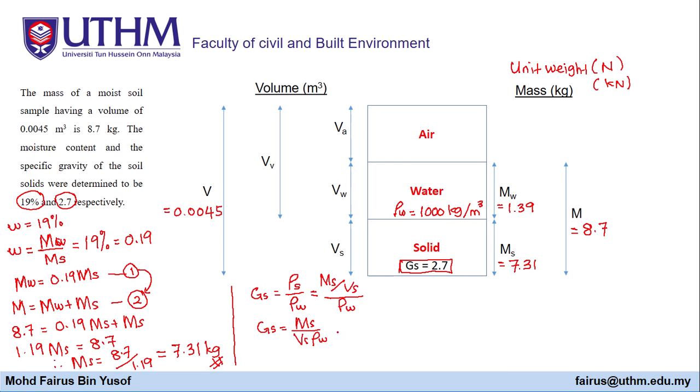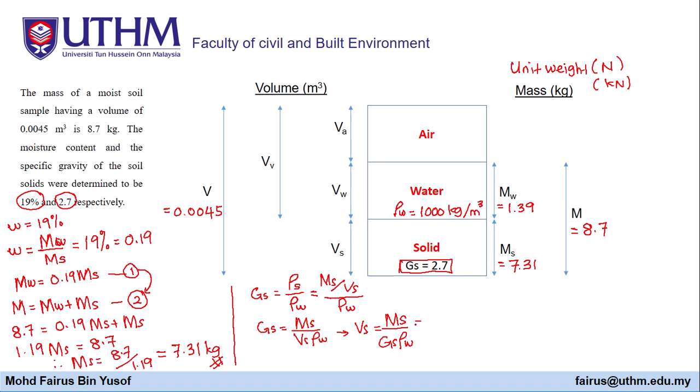So now VS equal to, we move to the left, so it becomes MS over GS rho water. Okay, so you have to use this equation to calculate the value of VS, because you know the GS, you know the MS, and you know the rho water, right? You have to use rho water equal to 1000.